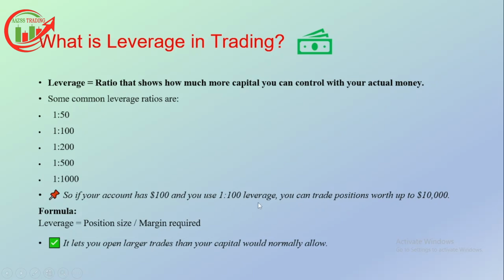So with the help of this leverage, you're not trading like someone that has just $100. You are trading with this leverage. It helps you take positions worth up to $10,000. That's very amazing, one of the tools we enjoy as retail traders. The formula to calculate the leverage is the position size, the lot size I talked about, divided by the margin required. So it lets you open larger trades than your capital would normally allow. You understand that? Over to the next slide.